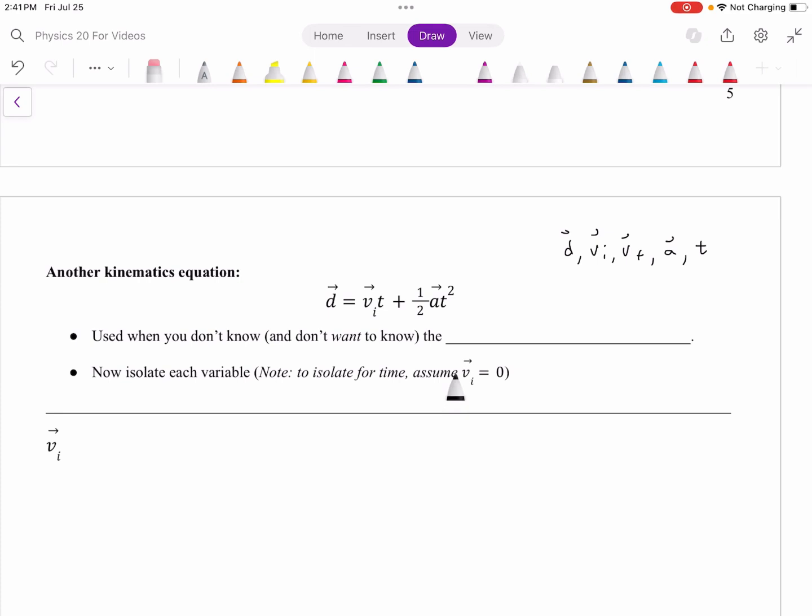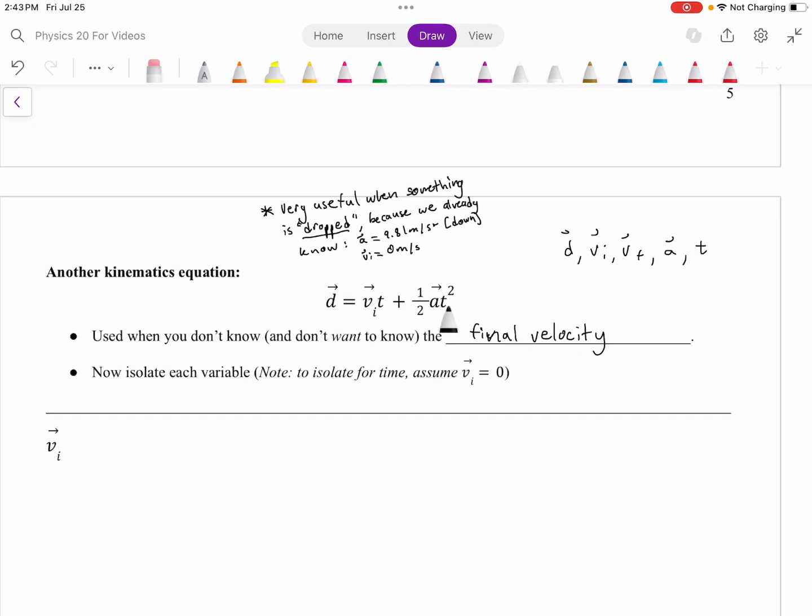All right, next kinematics equation. Go ahead. You tell me which variable goes here. This is useful when we don't know and don't want to know the final velocity. Just a little side note for this one.